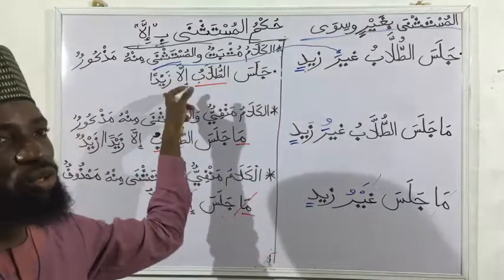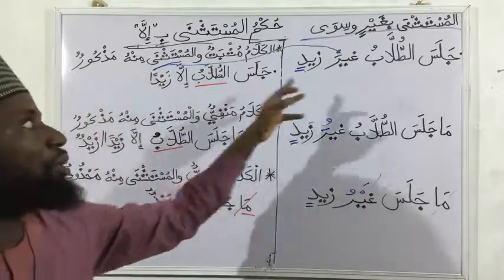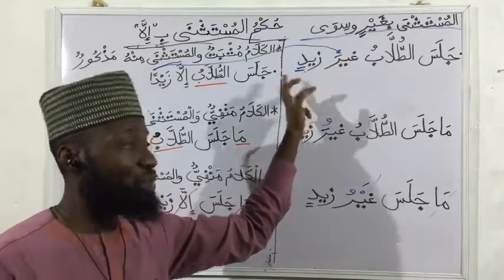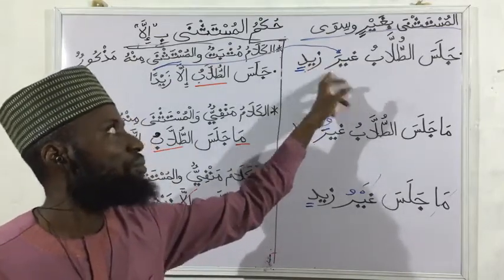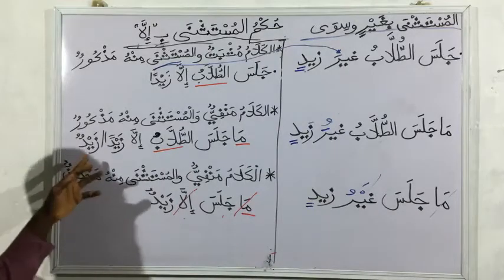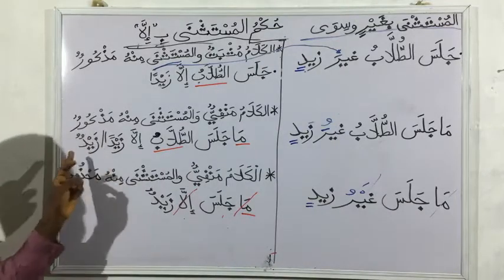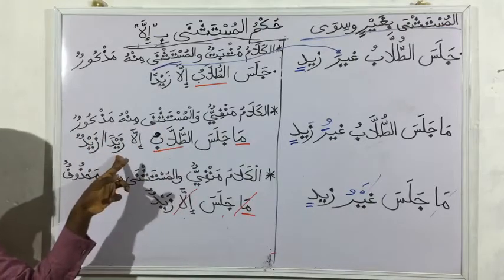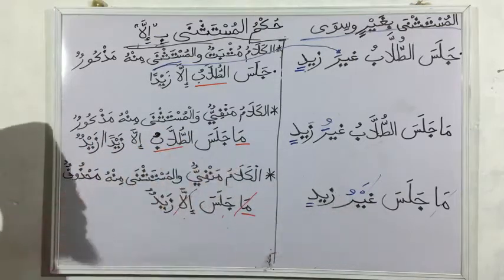This is a mustasna minhu, mansubun bi fathati zahira. Ghayru is a mustasna. Sorry, you say this is your mustasna minhu. So what do you say this one is? Mansubun bi fathati zahira. Do you get now? So this one is a badal. If you are using this, it's a badal. Why is this one mustasna minhu in rob? Do you get? That's the same way you did the rob.